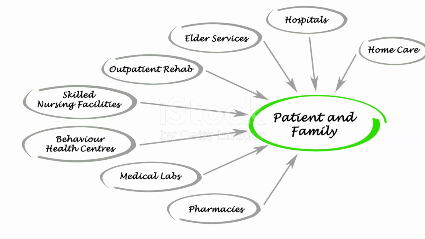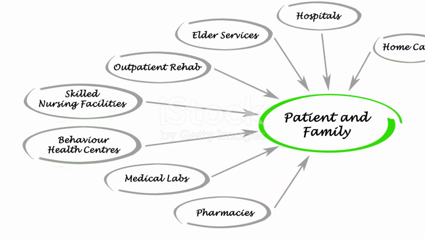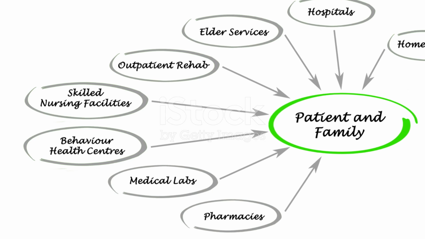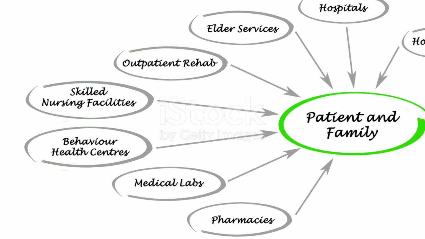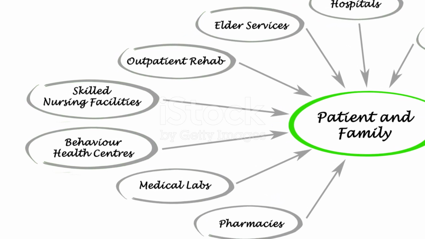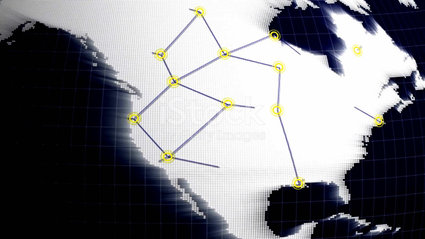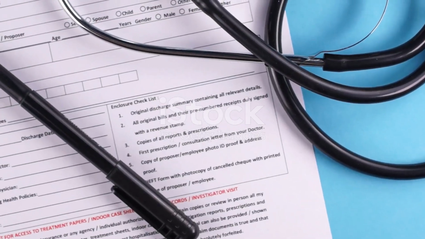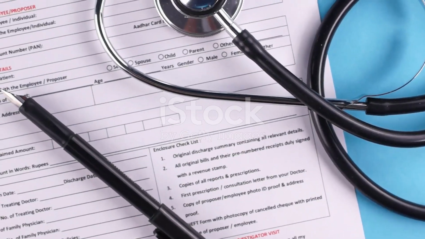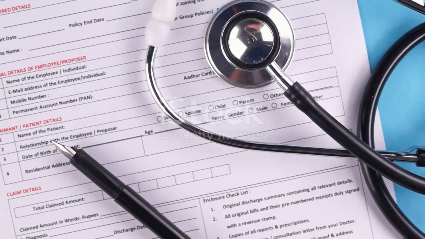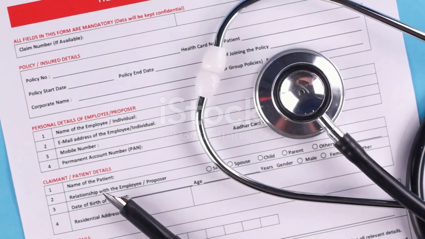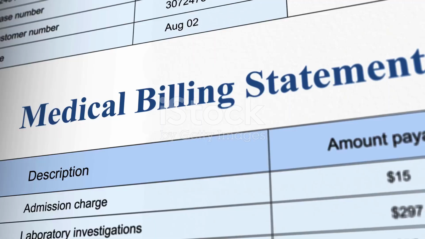HMOs are the most restrictive type of managed care and frequently require members to select a primary care physician from whom a referral is typically required before receiving care from a specialist. HMOs usually only pay for care within the provider network. In an HMO plan, you have the least flexibility but will likely have the easiest claims experience since the network takes care of submitting claims for you.